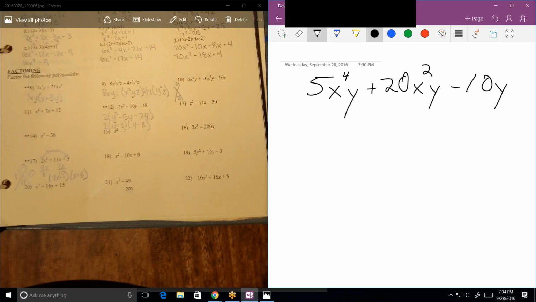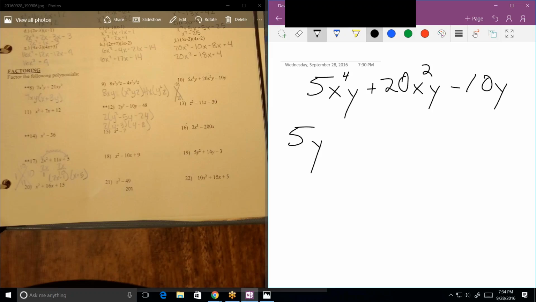I think 5 would be the greatest common factor. You can take a variable out also. We could do 5xy, 5y. Well, do you see why? You can only do 5y. I have a y in every term. I do not have an x in every term. So you need something in every term.